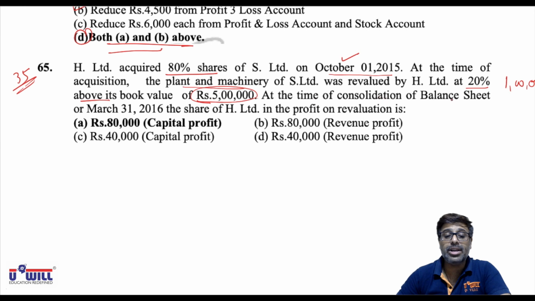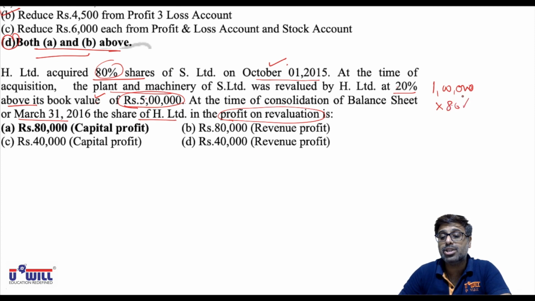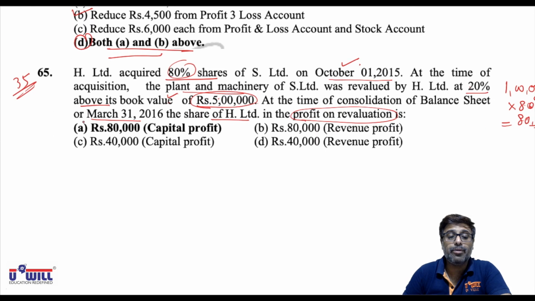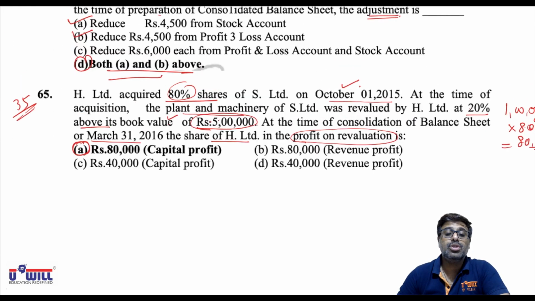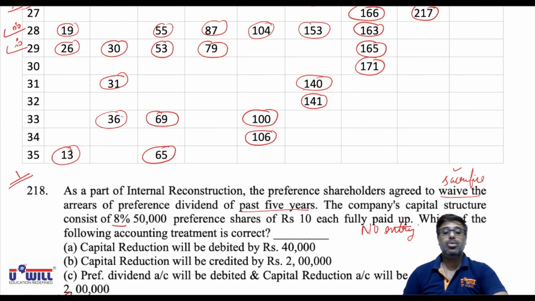At the time of consolidation of balance sheet on 31st March 16, the share of H Limited in profit on revaluation. Profit on revaluation, as I said, is directly 1 lakh, because on 1st October itself, book value is 5 lakhs and it was revalued 20% above the book value. So 1 lakh is the revaluation profit. In that, 80% is the holding company's share. So that comes to 80,000. So 80,000 of capital profit will be there. Option A. So similar to this question 35, question 65, all of you try question 13 on your own.